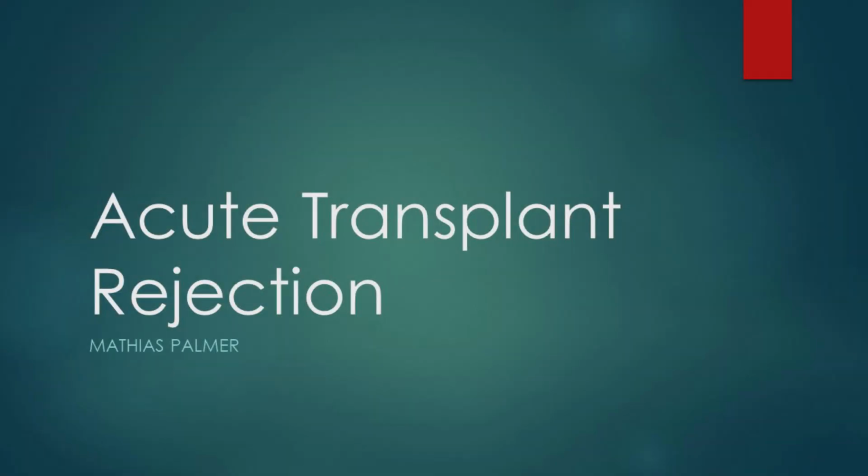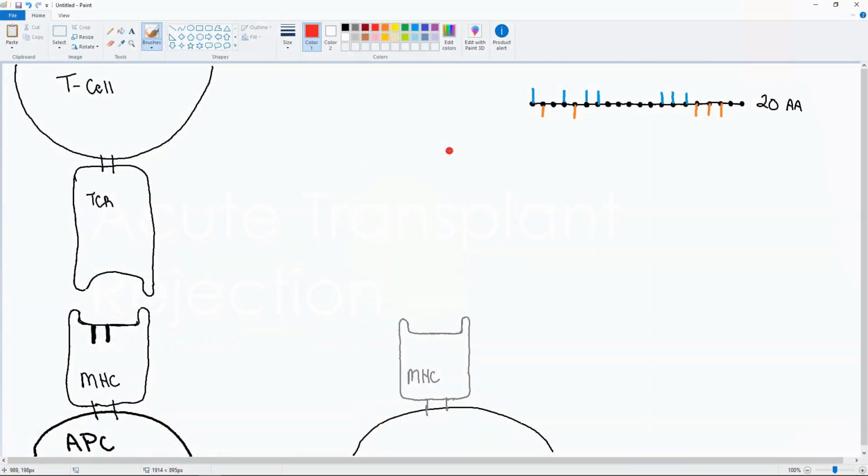Hi, in this video, I'm going to go over acute transplant rejection and discuss how the donor dendritic cell is able to activate the recipient's immune system. Okay, so let's begin. On the top right, I've drawn a cartoon of a 20 amino acid protein.